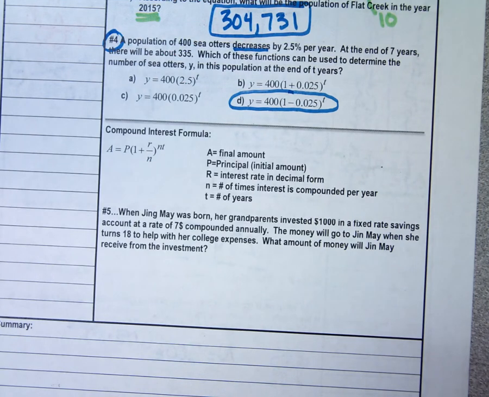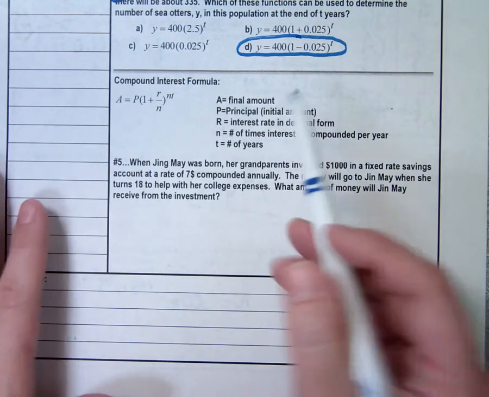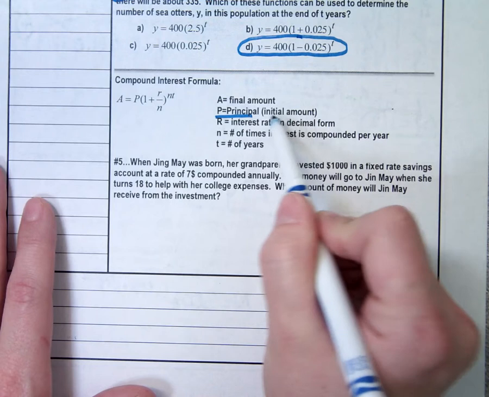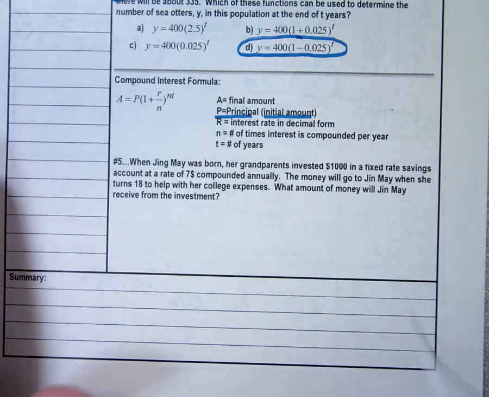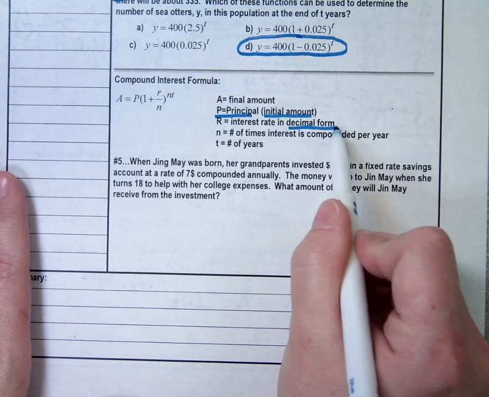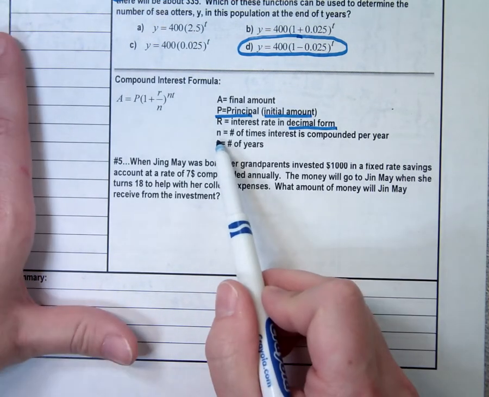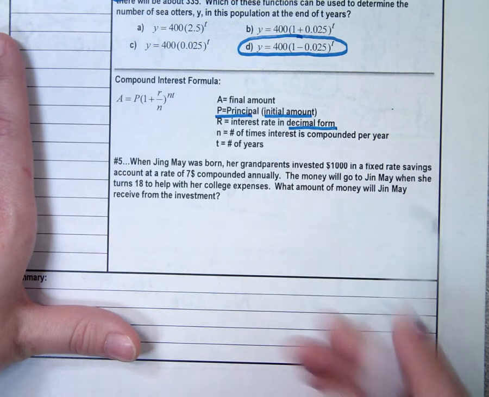Okay, this is a compound interest formula. It looks kind of ugly, but this is it. So A is our final amount. P is principal. It's either money you invest, or if you borrow money, it's the money that you borrow. R is your interest rate. Once again, it has to be in decimal form. So if you see a percent, you have to move your decimal twice to the left. N is how many times your interest is compounded in a year, and T is years.